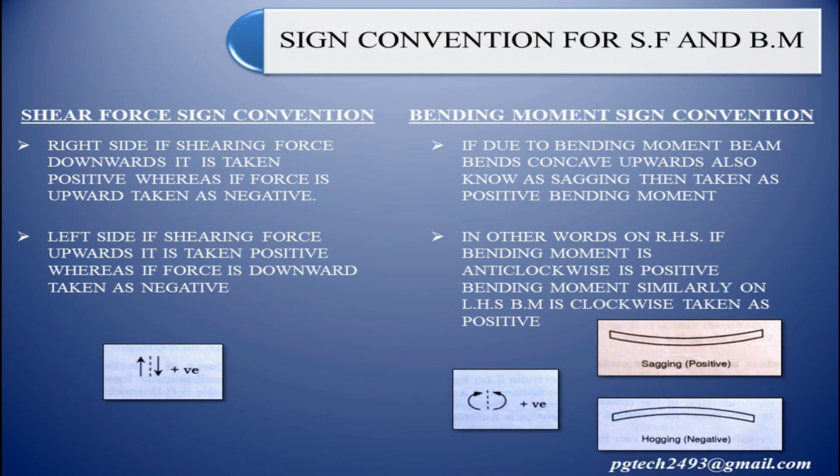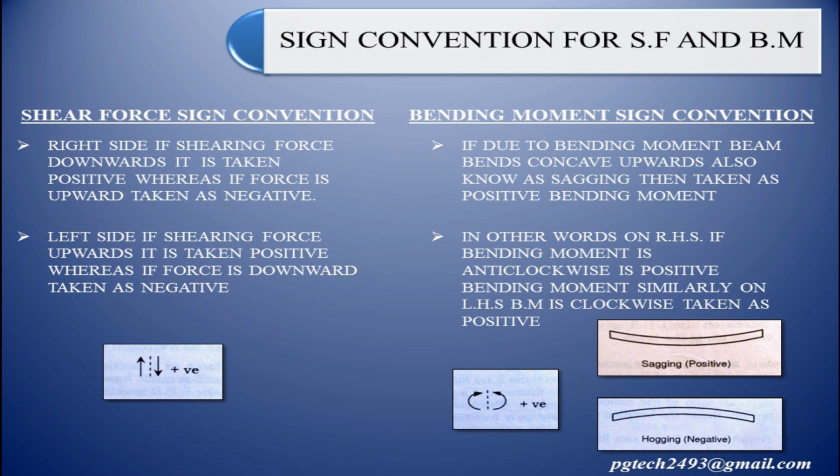Sign convention for shear force and bending moment. Sign convention for shear force. On the right hand side of the beam section, if the shearing force acts downwards, it will be treated as positive shear force, and if it acts upwards, it will be treated as negative shear force. On the left hand side of the beam section, if the shearing force acts in the upward direction, it will be treated as positive shear force, and if it acts downwards, then it will be treated as negative shear force.